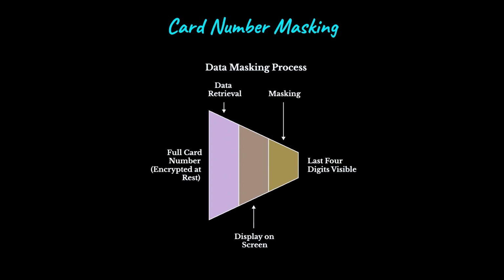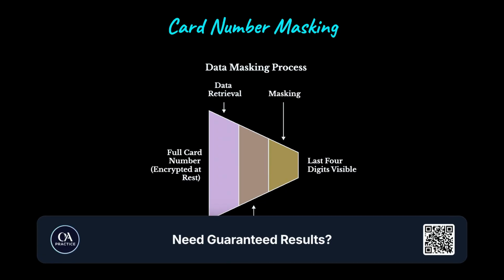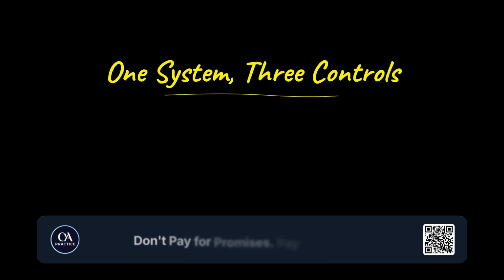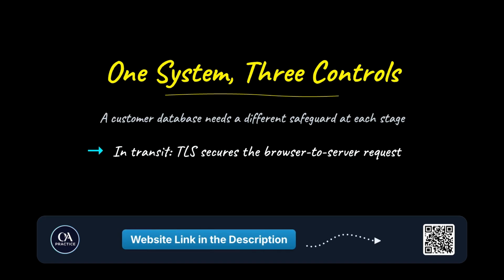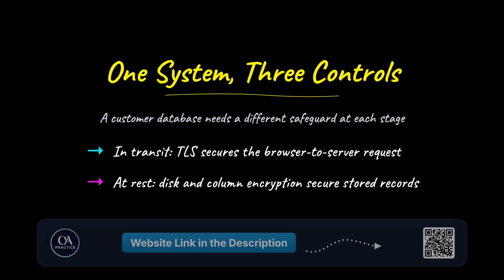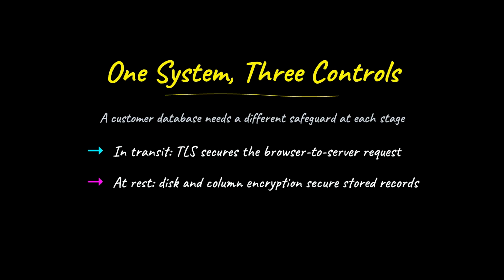A payment screen reveals only the last 4 digits of a card number, keeping the rest hidden even while the data is actively being shown to a support agent. Consider a customer database. While a request travels to the server, TLS protects it in transit. Once stored on disk, encryption protects it at rest, and when an agent views an account, masking protects it in use.